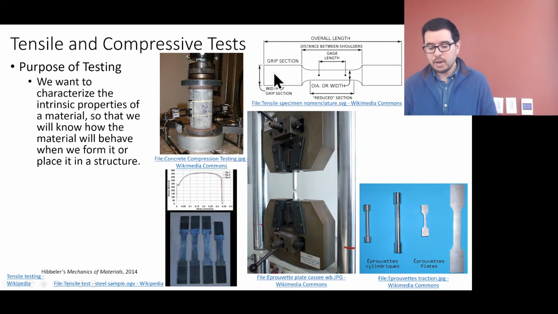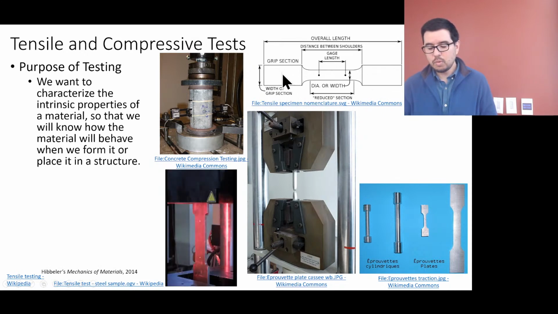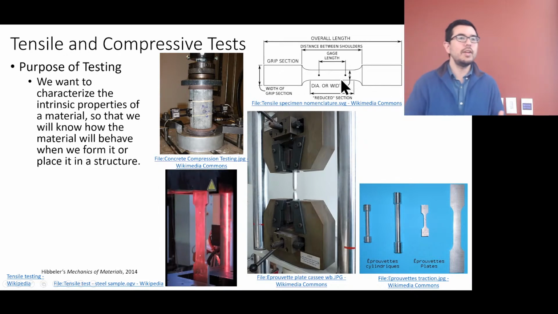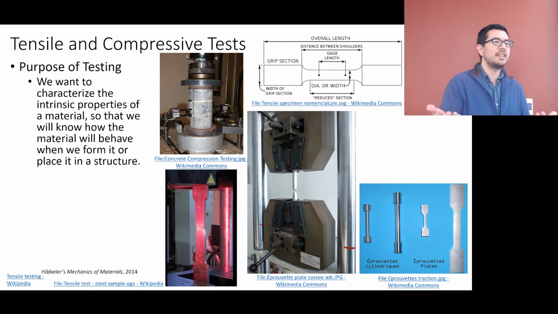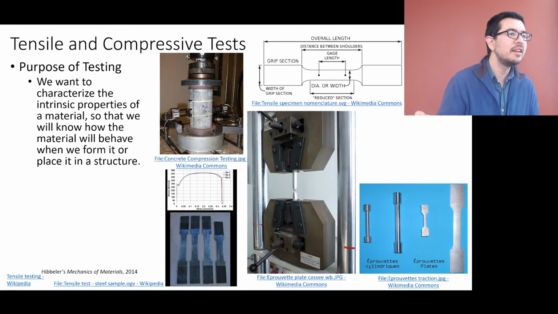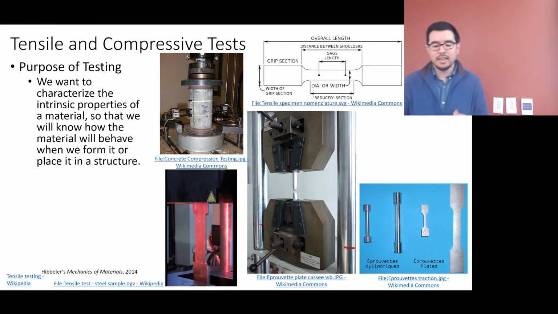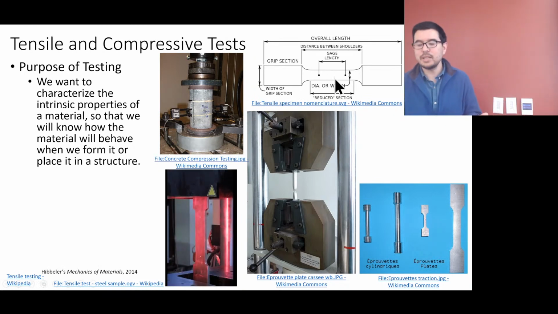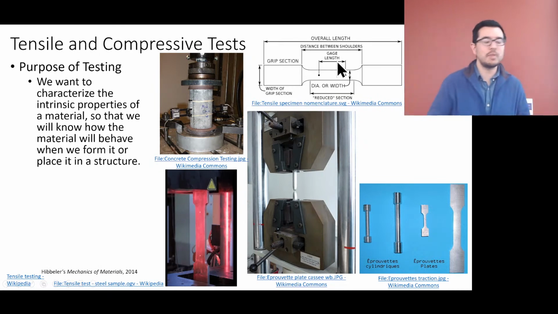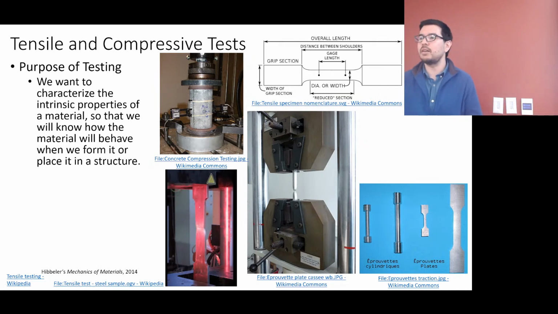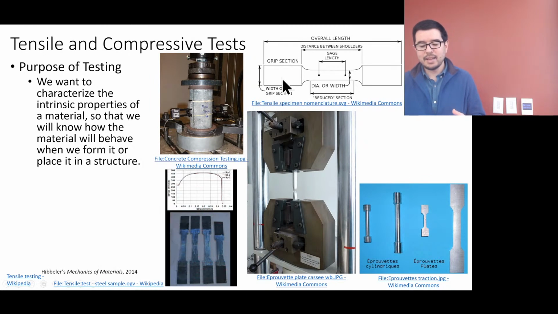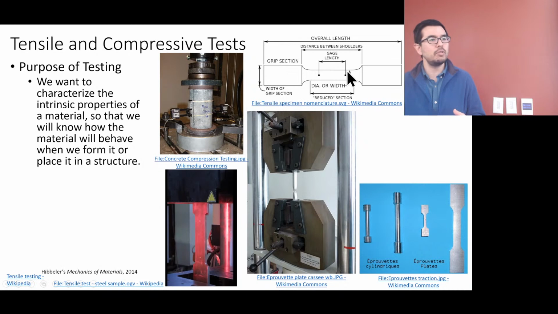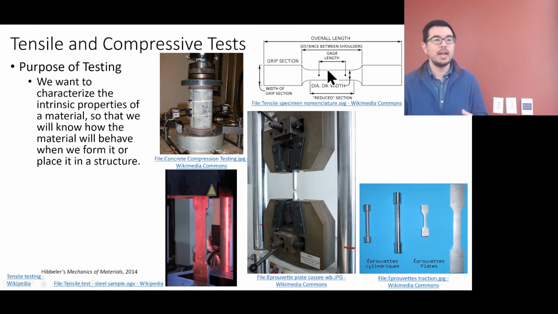Any idea why it's wider here and here than it is in here? So it fails in the middle. Why would it fail in the middle and not at the outside? Right, it's thinner. And so we have an idea, based on our discussion of stress, that the stress is going to be dependent on the cross-sectional area. So we want to have larger regions where you're gripping so that the failure happens in the middle.